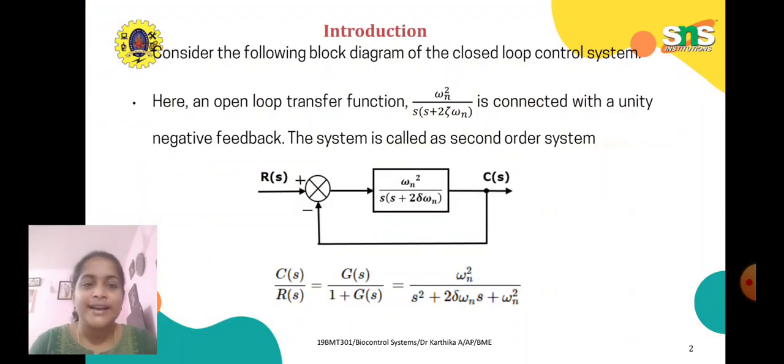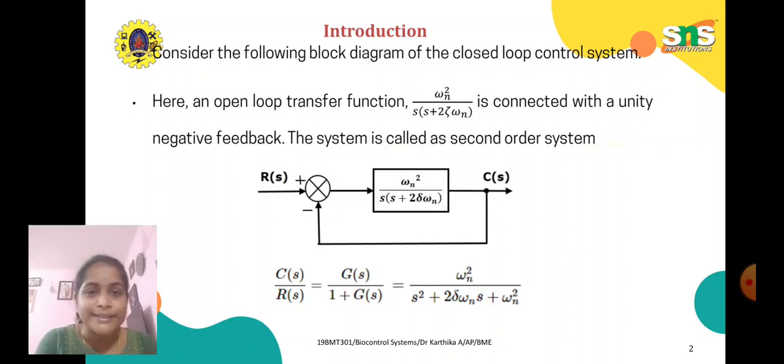Consider the following block diagram of the closed loop control system. Here the open loop transfer function is omega n square by s multiplied with s plus 2 del omega n, connected with a unity negative feedback. The system is called a second order system because the order is 2. Here, C of s by R of s is equal to G of s by 1 plus G of s multiplied with H of s.